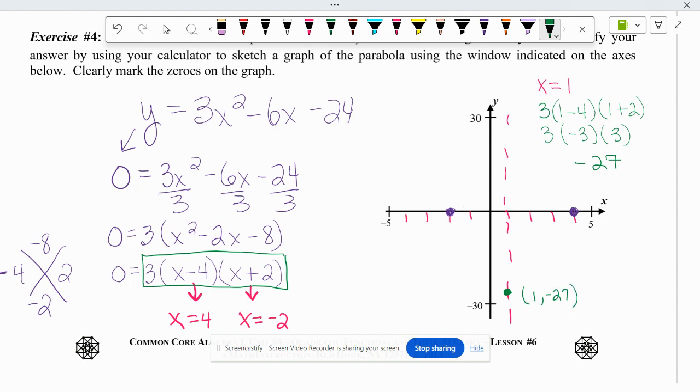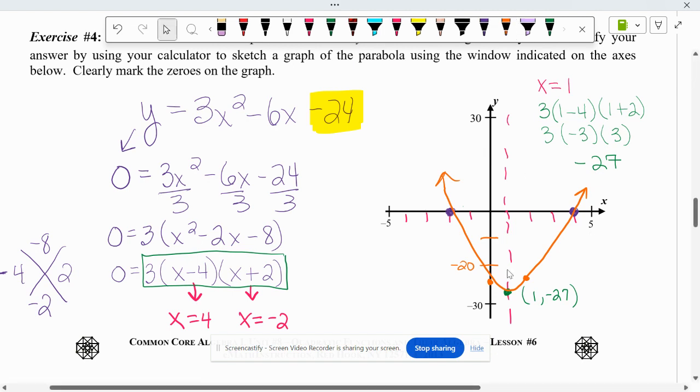Well, where do I cross the y-axis? At -24. So let's see, if this is -10 and this is -20 and this is -27, -24 is about right here. And that's 1 unit away from my axis of symmetry on the left. So I'm going to go 1 unit away on the right. And there's everything I need to plot my graph. That's everything that you need.